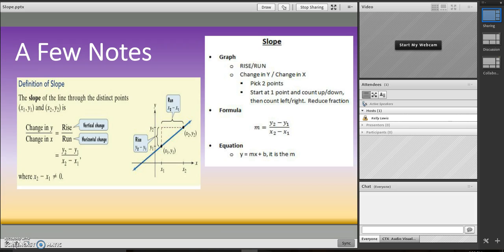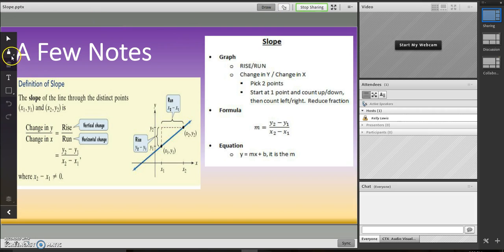All right, so slope is, there's different ways to kind of think about slope. Let me get my highlighter out. It's not a real country right there. It just comes out sometimes.